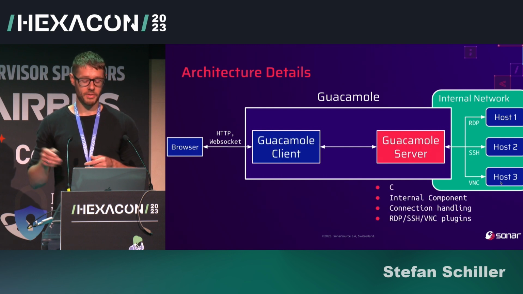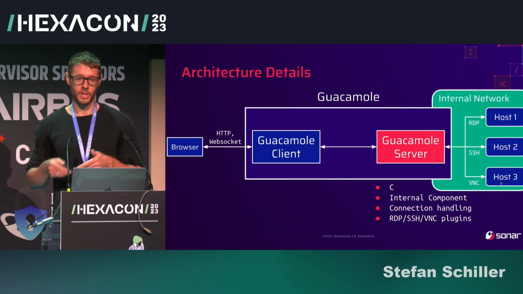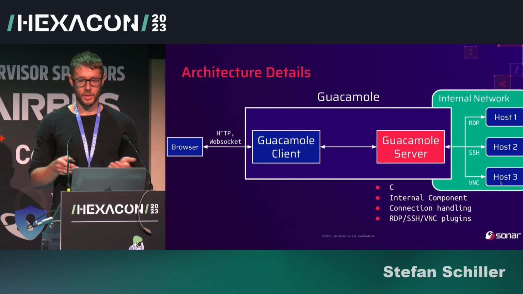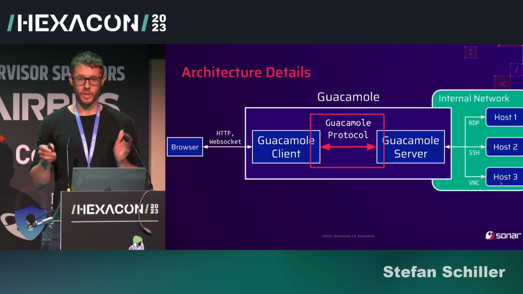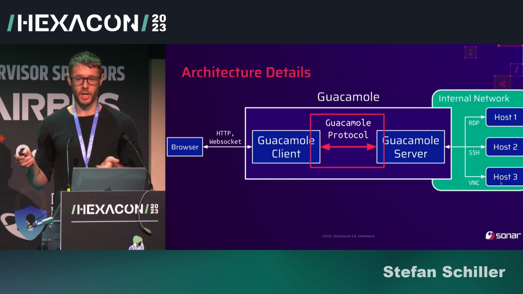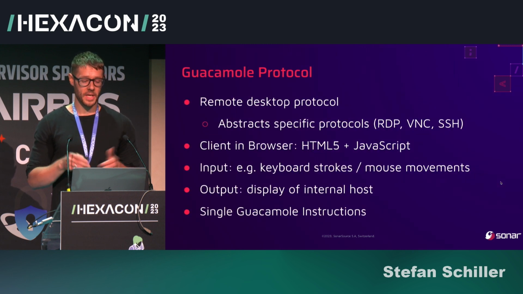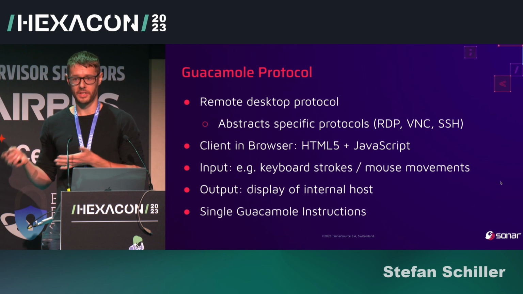The Guacamole server on the right is written in C. This component is usually not externally exposed. In a default setup, it's running on the same machine and listening on localhost only. This component is responsible for making the specific remote connection to the internal host via RDP, SSH, or VNC. All communication between both components is done via the custom Guacamole protocol. So what is this Guacamole protocol? Basically, it's a generic remote desktop protocol.